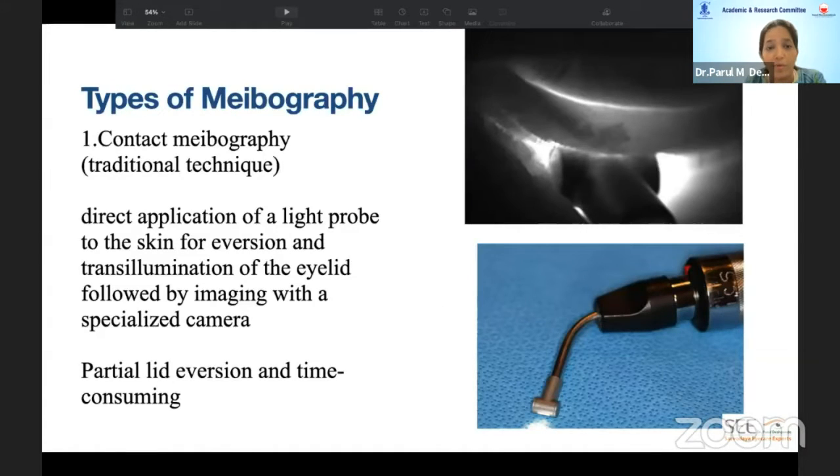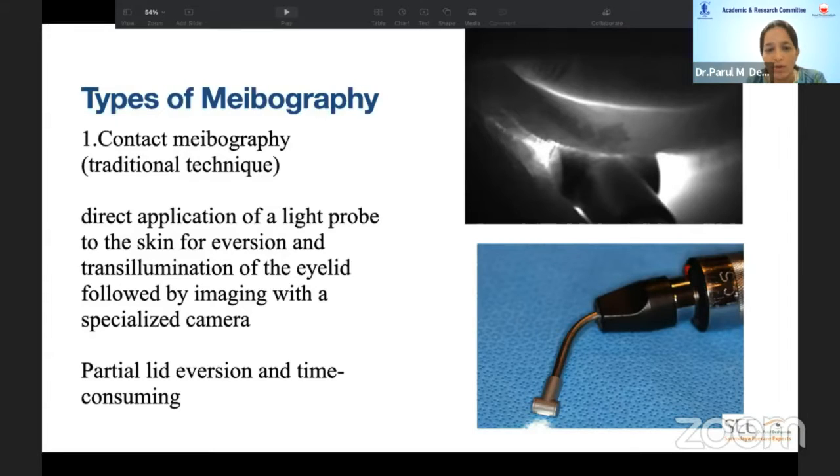There are two techniques of meibography. The older one is the contact meibography, where a direct application of a light probe is done to the skin of the eyelids. This helps in everting the eyelid, as well as it trans-illuminates the eyelid, and hence we can capture the images of the meibomian glands. Here, the meibomian glands appear as dark structures as compared to the indirect meibography, where they appear as white.